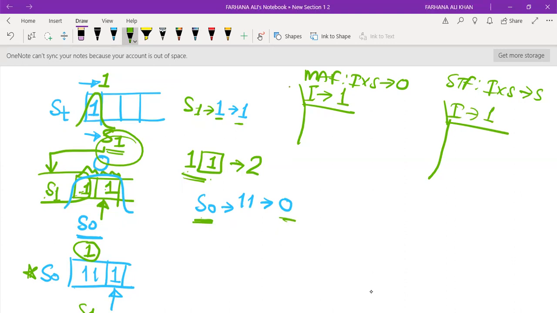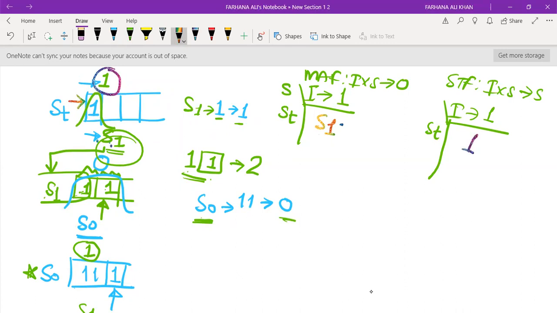Now on this column side, we are going to write state. What kind of state do we have? The initial state is ST. Now ST with the input 1, where is it going? It is going to S1. So here we write S1. And what was the output of S1? S1 is generating the output 1. So here we write the output of this state, that is 1.